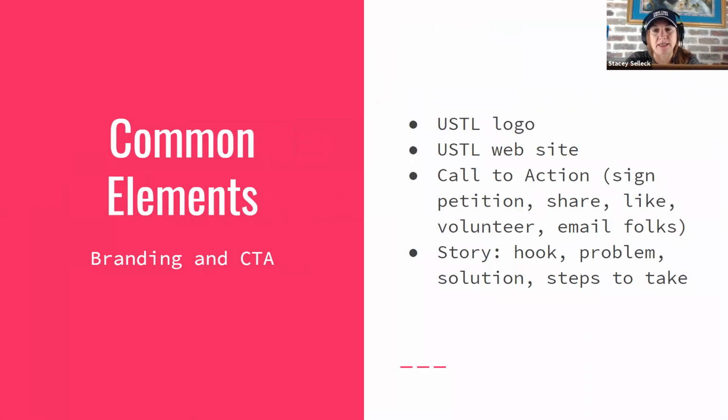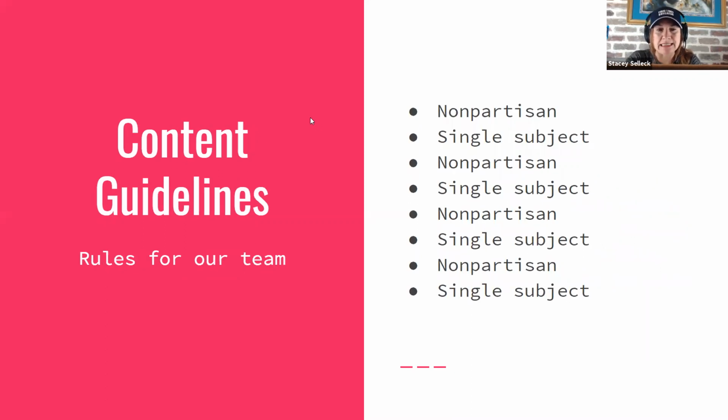Okay, so these are the common elements: our logo, our website, a call to action, sign the petition, share, like, volunteer. And then usually what we try to do is hook them in with some sort of headline. A lot of the posts that do very well are timely, so they're ones that are currently in the news. You tell them there's a problem, you let them know what the solution is, and then always give them steps to take so that they can work towards fixing that problem. When you see CTA, that's call to action. It's just inside acronyms that we use. So feel free to ask if you don't understand any of those.